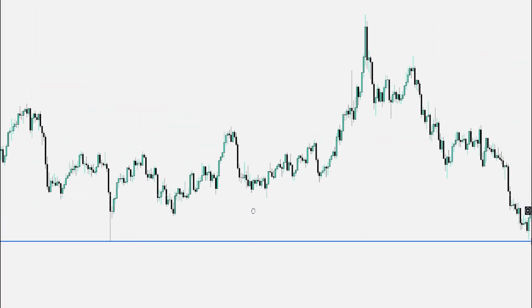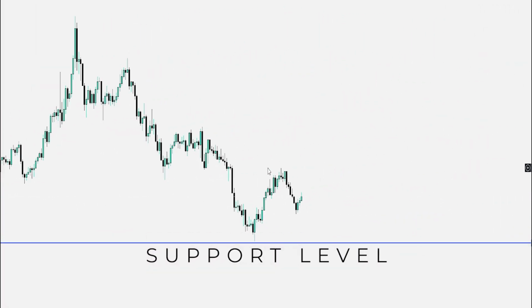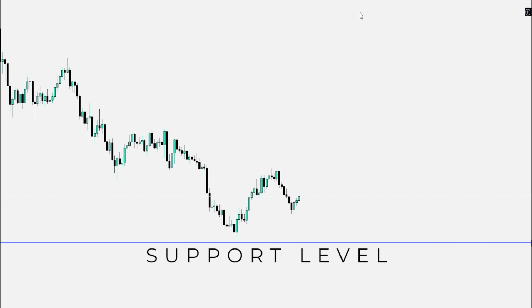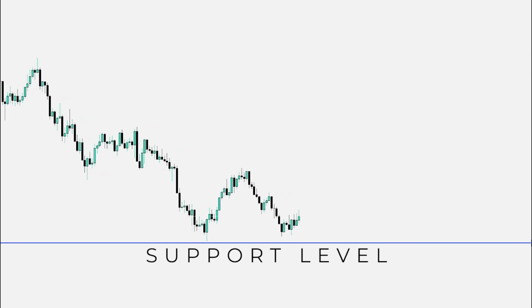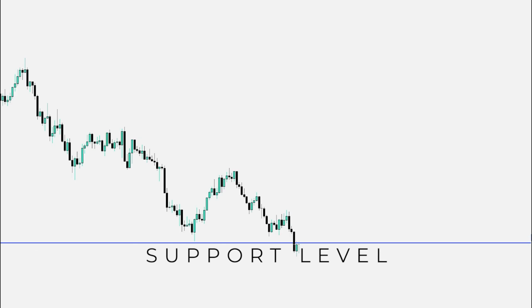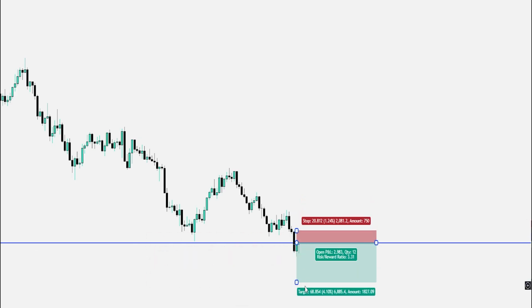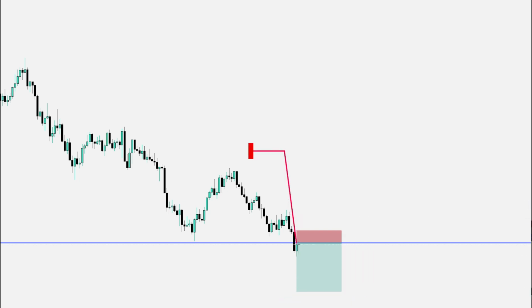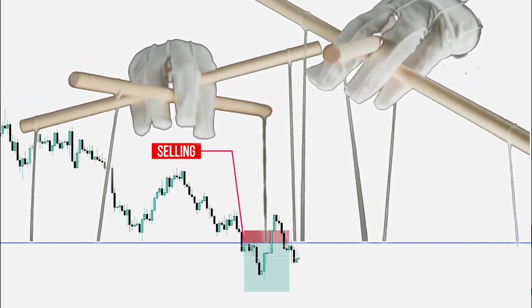Now, let's look at another example, a false breakout. Here's a support level. Traders who see the price falling below this level start opening trades to sell, expecting a further fall. But what happens next? The price turns around and goes up, leaving traders with losses. This is a classic stop hunt organized by market makers. They know where the stop losses are and move the price to activate them.